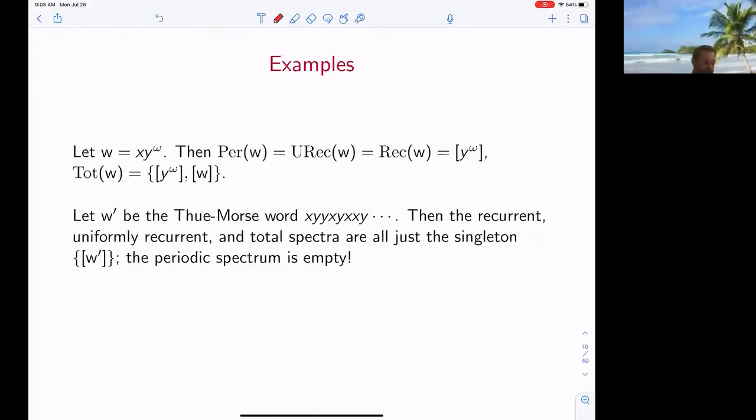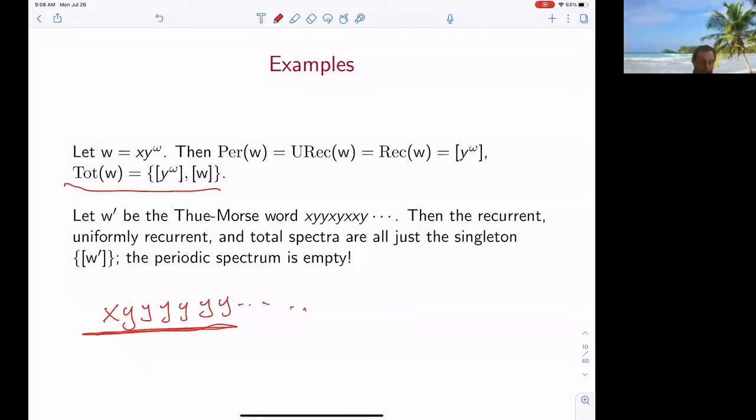Here's a word: X, Y, Y, Y, Y, Y, Y. You can see that for the set of right infinite words that have all of these as factors, every factor of this word is either of the form X Y^i or of the form Y^i. So the total spectrum is just these two classes. You'll notice that one is periodic, uniformly recurrent, and recurrent, and the other is none of the above. So in this case, the periodic, uniformly recurrent, and recurrent spectra are all just one element, and the total spectrum is two elements.